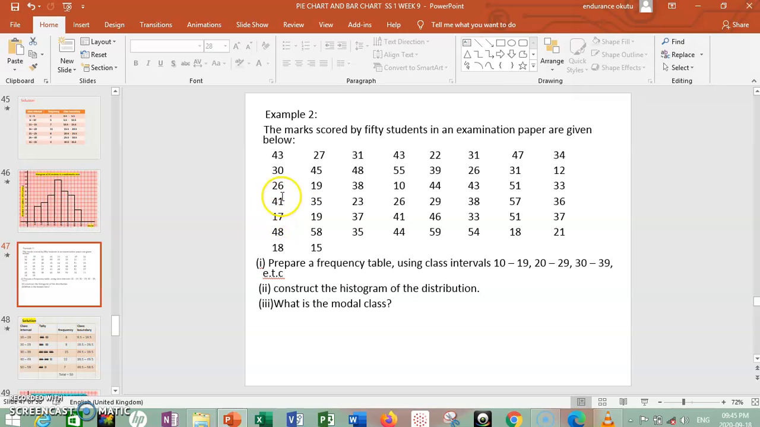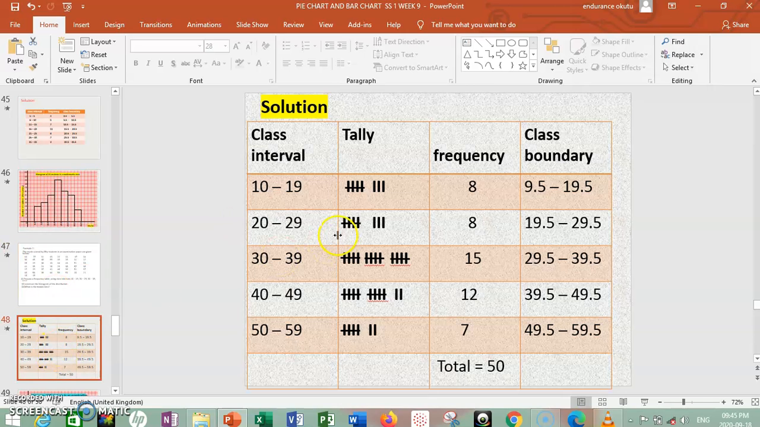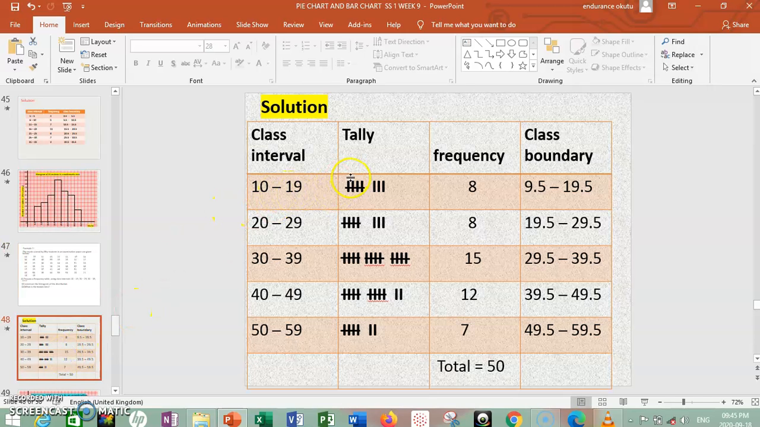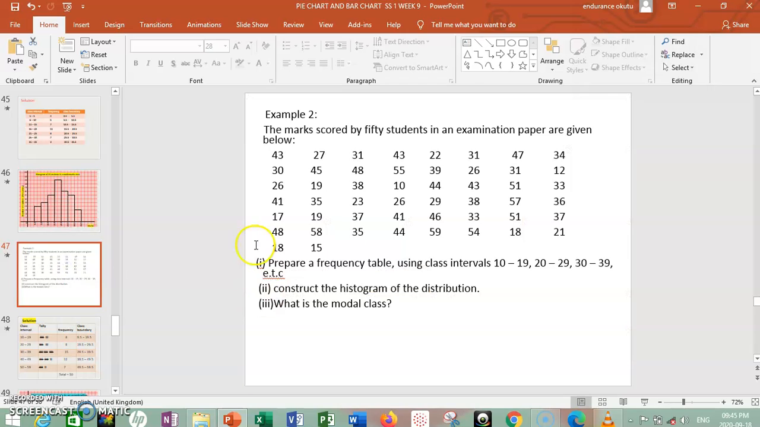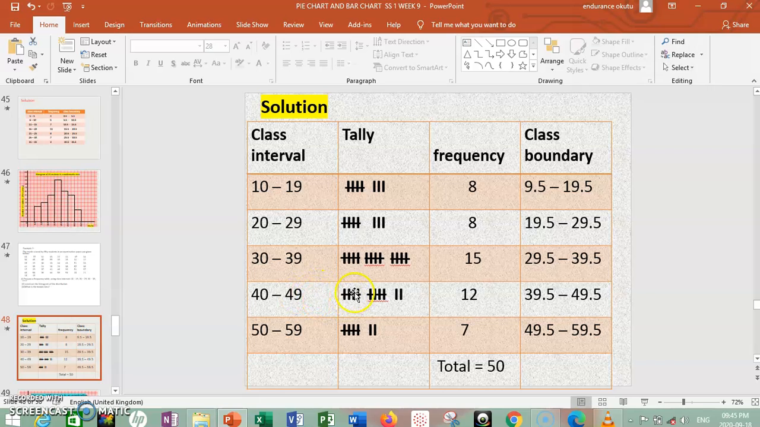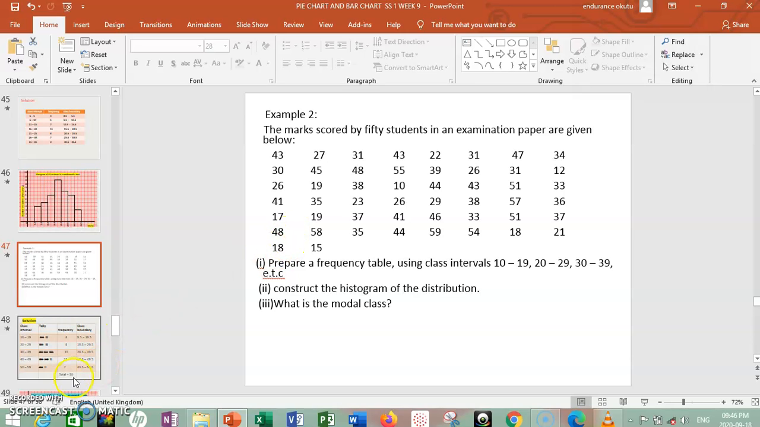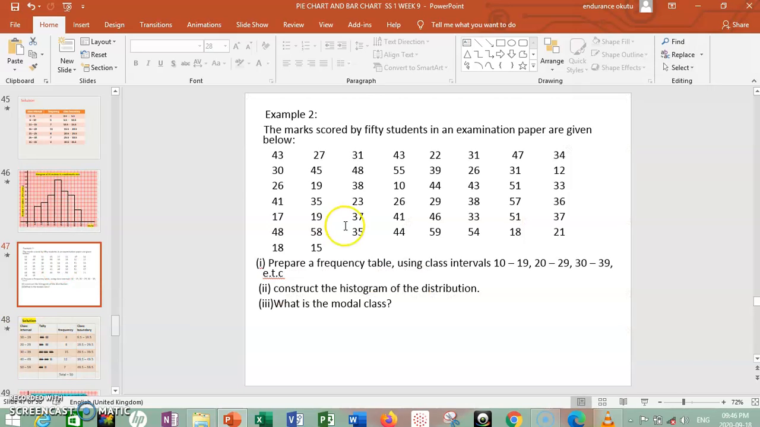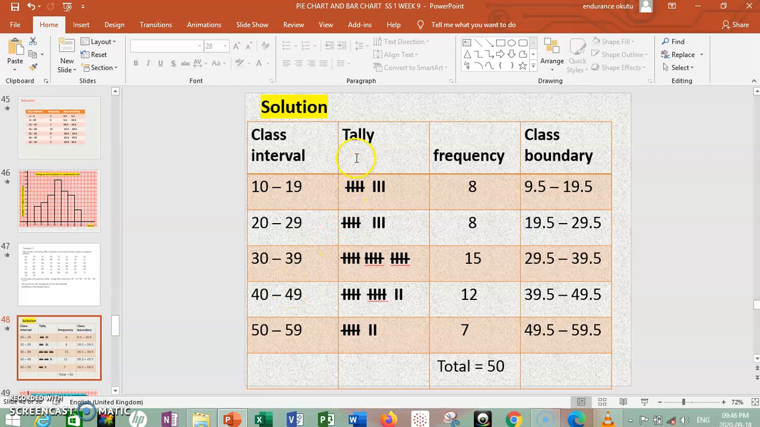So students, I hope you are following. 41, you come to where the range of 41 falls here, put another stroke. You come to 17, it falls in the first one, put one stroke here. 48 falls in this range, put another stroke, making 3. Good. Then 18 is in the first one, put another, that is the second one. So students, that is what you do for all of them. When you do that, you will now have this tally.